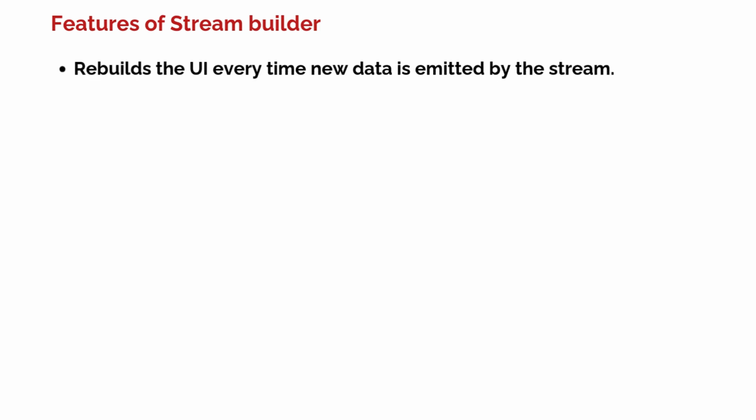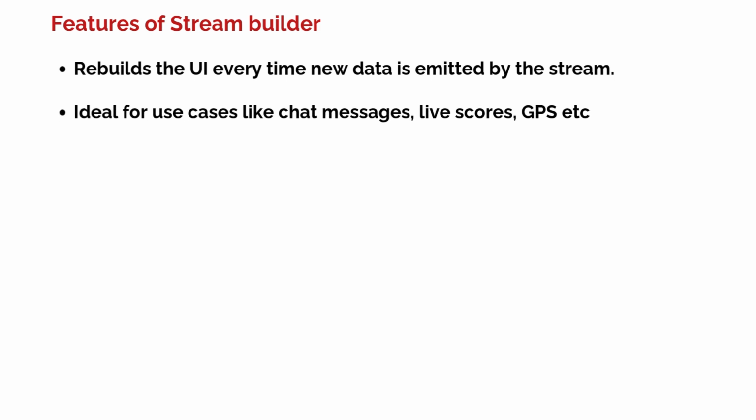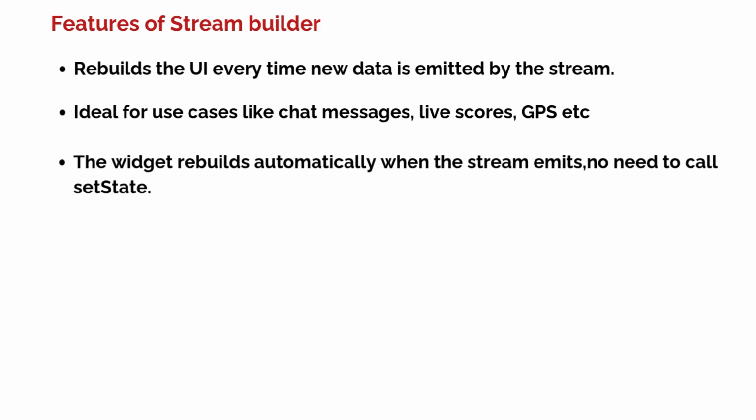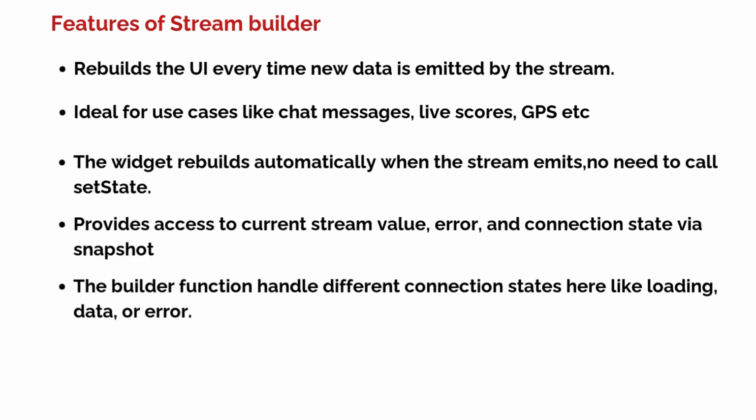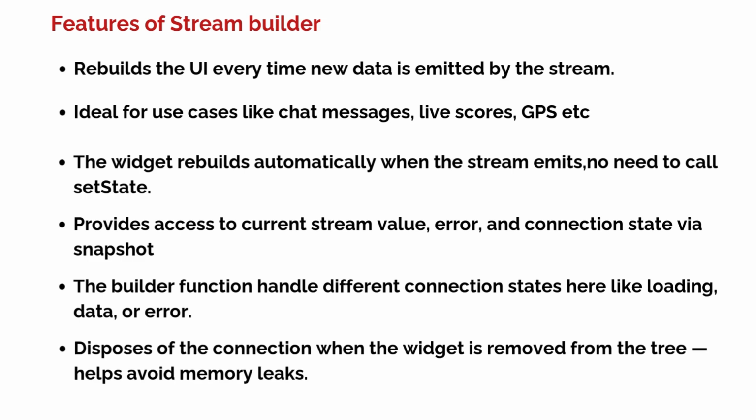So what are some features of StreamBuilder? It rebuilds the UI every time there is a change in a stream. Ideal for use cases where we need continuous data, like cricket apps or WhatsApp, etc. The builder function has different states to show different UIs. It provides access to the current state and error through the snapshot. And it disposes the connection when the widget is removed from the tree, so no memory leaks. In order to understand it completely, let's move to the code.